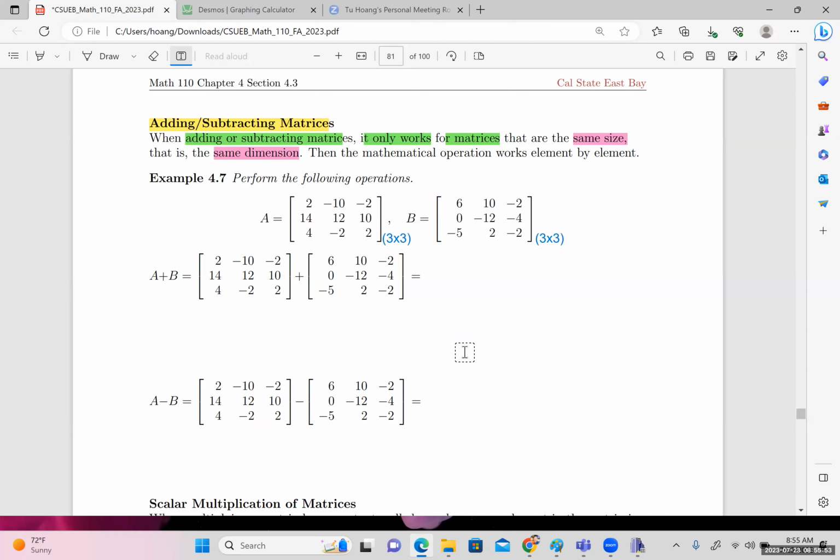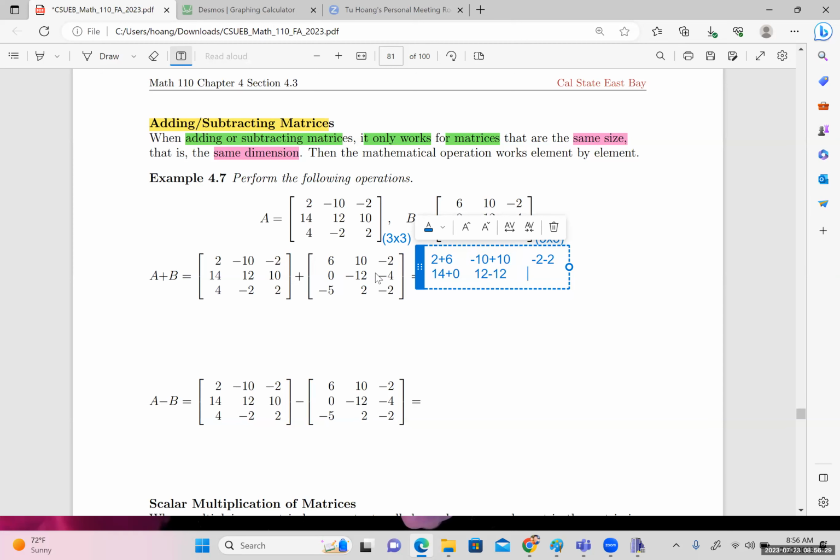So you will have element by element, right? So I will do 2 plus 6 for the first element, right? And negative 10 plus 10, right? And then the next one will be negative 2 plus negative 2. So I'm gonna minus 2. And then I go to the next row, I say 14 plus 0. And then the next one is gonna be 12 minus 12.